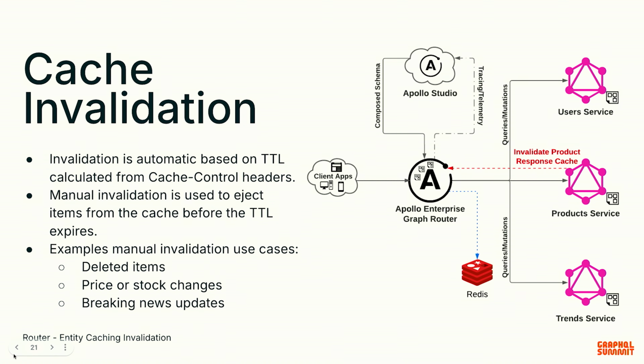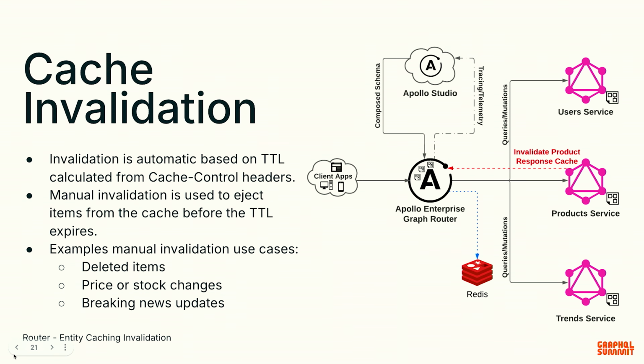One of those is cache invalidation. Obviously, you can't have a cache without a way to invalidate that cache. Now, by default, entity caching expires content from the cache based on the TTL. And for some use cases, that's enough because you don't actually need to be able to manually invalidate data. But there's a lot of use cases that companies have where this is not the case. For instance, let's say that we have items that get deleted or removed from our inventory. Let's say we run out of stock or there's a price change. There's a breaking news update, and we need to clear the cache in order to be able to show the very latest content.